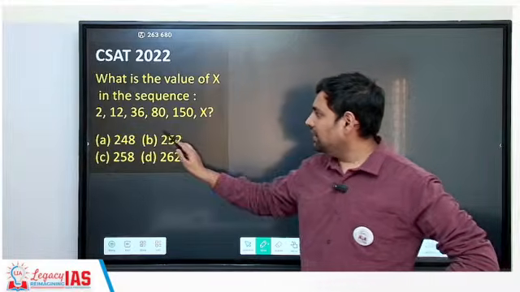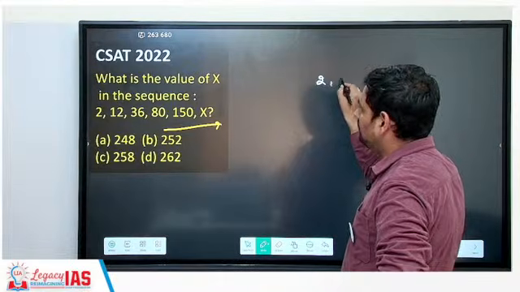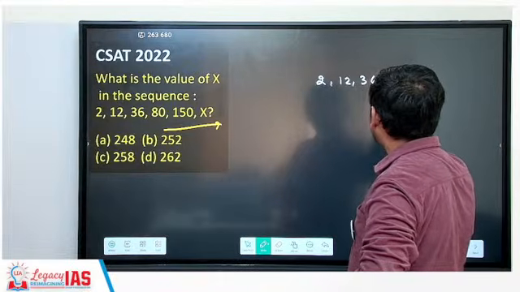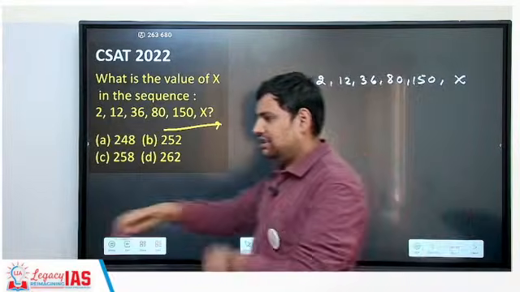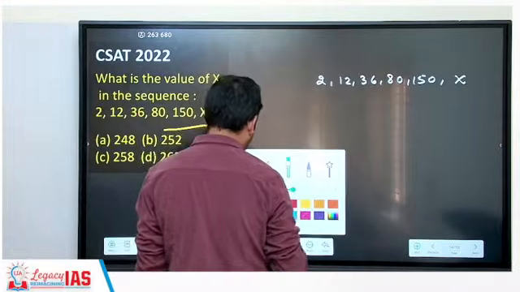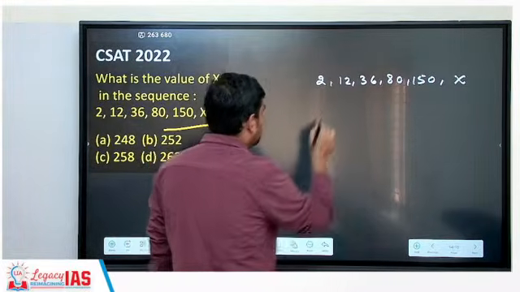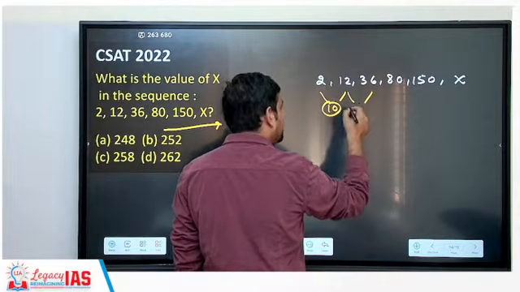Very clearly, an increasing series, correct? 2, 12, 36, 80, 150 and x. Very clearly an increasing series. Next thing what we do, we find out the difference between them. So let's start finding out the difference. This difference is 10, then 12 and 36.